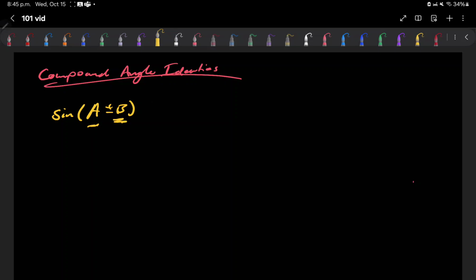So, sine of A plus B, we have sine of our first angle, cosine of our second angle, same sign in between. So if we started with a plus, it will still be a plus. If we started with a minus, it will still end up being a minus. And then we'll have cos of our first and sine, or cos of our second, sorry. Cos of our second, sine of the second.